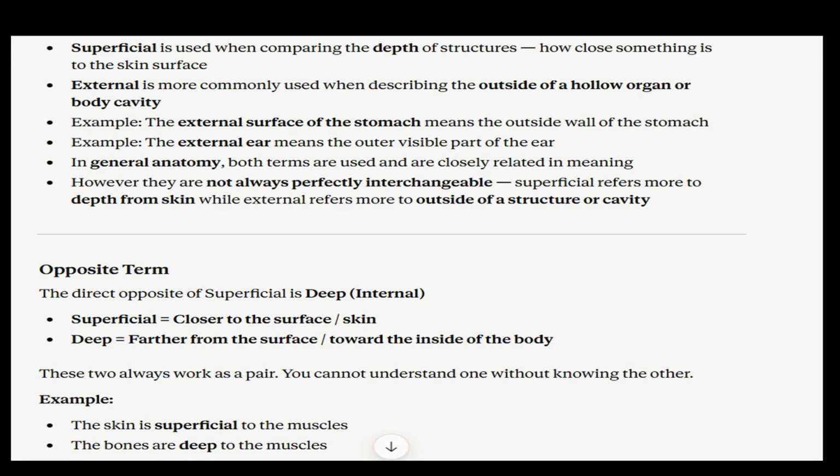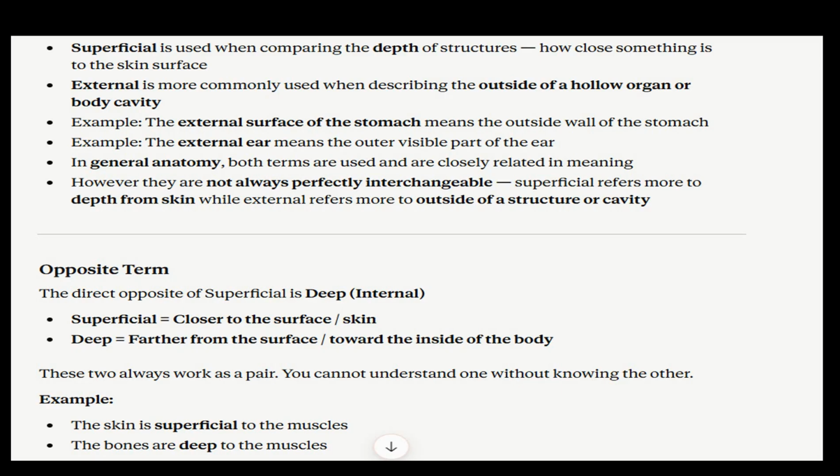Clear? So we can say that superficial is used when comparing the depth of structures, how close something is to the skin surface. External is more commonly used when describing the outside of a hollow organ or body cavity. For example, the external surface of the stomach means the outside wall of the stomach. The external ear means the outer visible part of the ear. So in general anatomy, both terms are used and are closely related in meaning. However, they are not always preferably interchangeable.